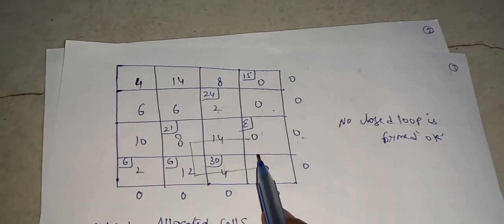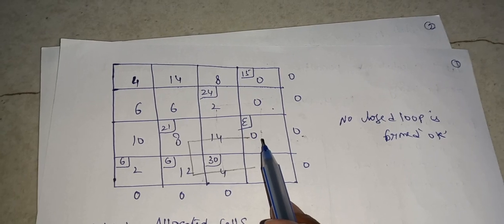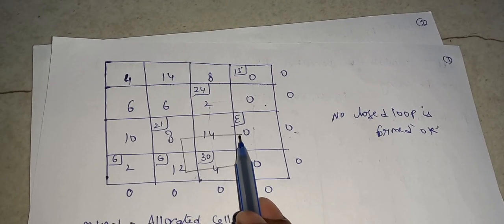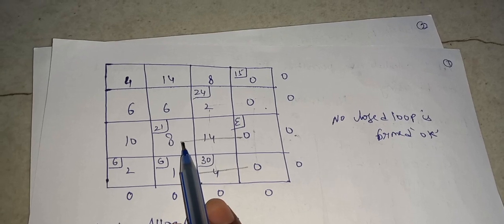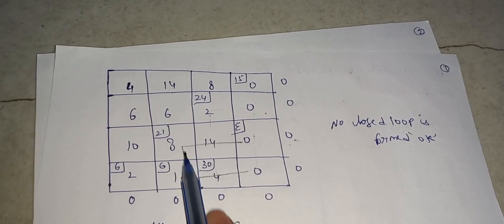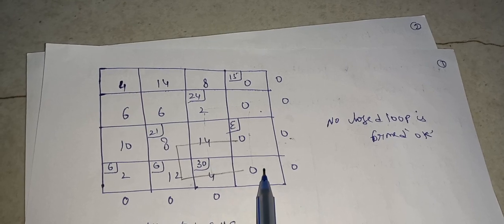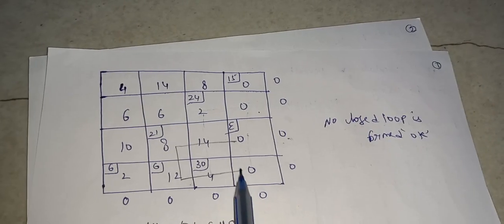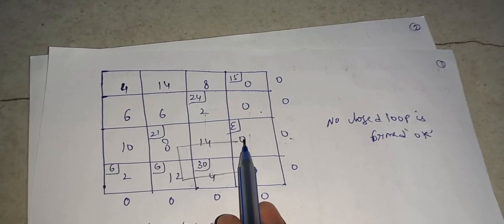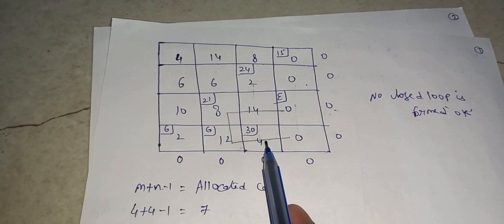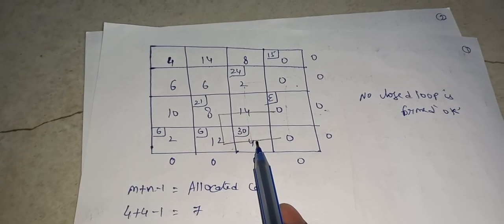But here the condition is that the selected cell must form an open loop, not a closed loop. Open loop means starting here, it will turn at every allocation. Here the allocation is there and it will turn here, again it will turn here, again it can turn here, or move directly straight forward. Here the open loop is formed. So I am placing the point at the correct place. So the number of allocations is equal to m plus n minus 1. This step is done only in order to remove the degeneracy.